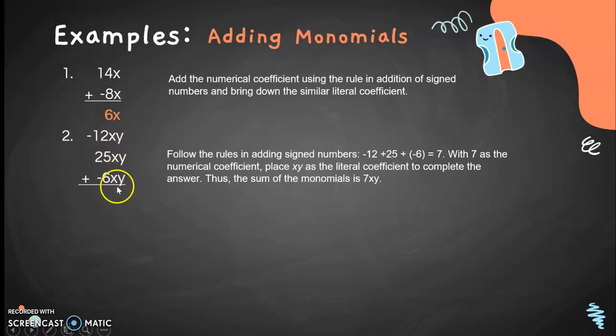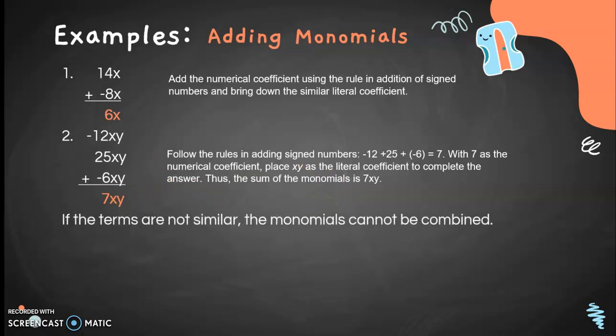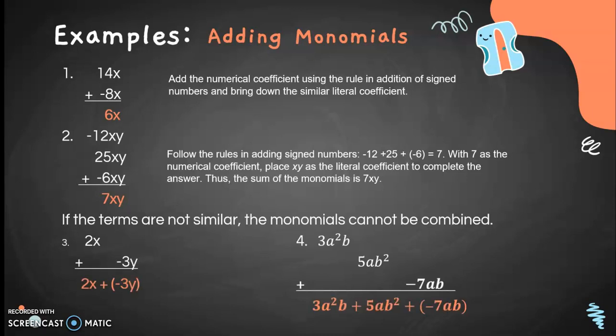They are similar. So therefore, the sum of the monomials is 7xy. Okay, so that's it. So, how about if the terms are not similar? The monomials cannot be combined. If the terms are not similar, they cannot be combined. So, for example, 3 and 4.